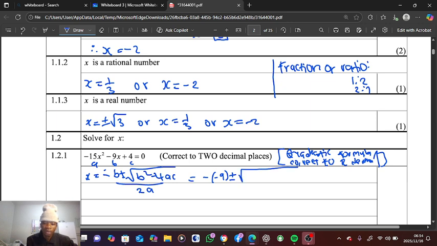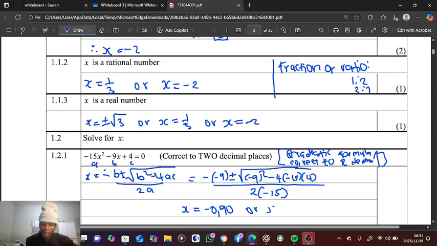When you multiply, you open a bracket so that it will change our signs there. Then b squared is equal to -9 squared minus 4, our a is -15, then our c is 4, all divided by 2 of -15. So x is equal to, when you press our calculator, we press the positive sign first, then the negative sign. When you press both signs separately, our x will give us -0.90, or x will be equal to 0.30. And then we are done with 1.2.1.